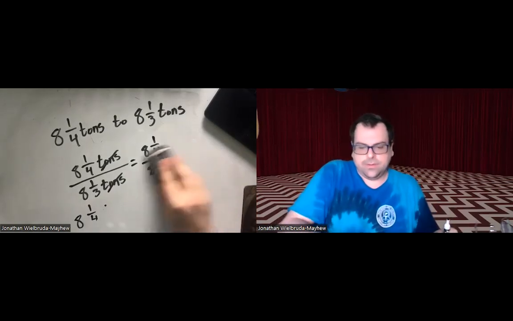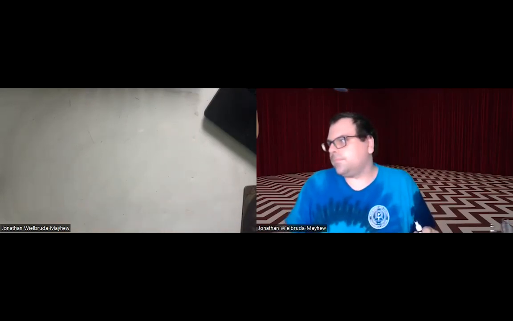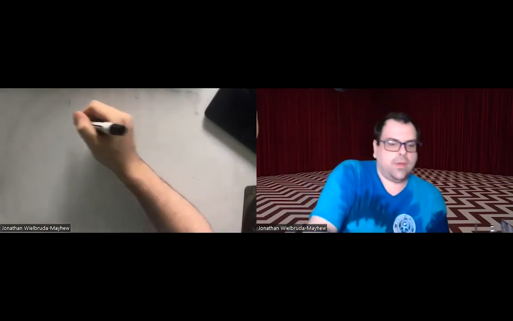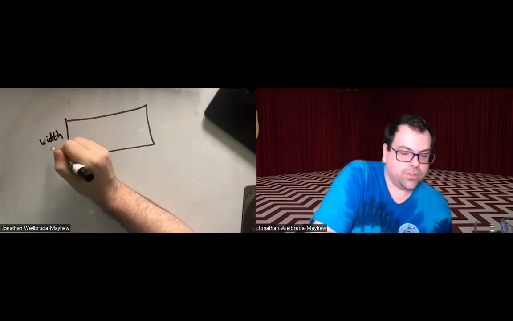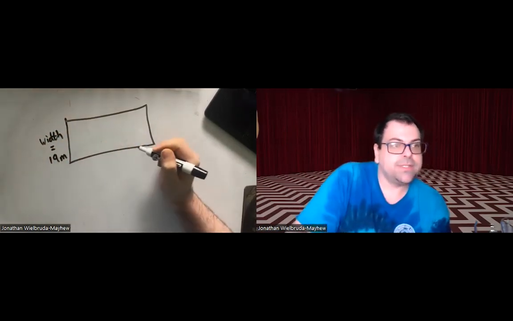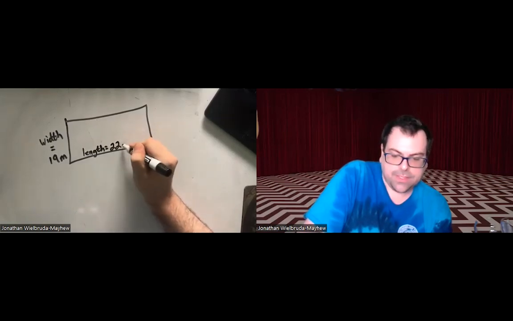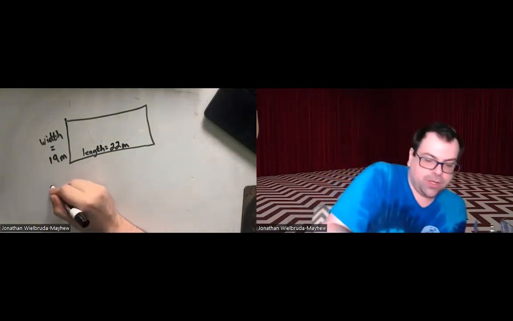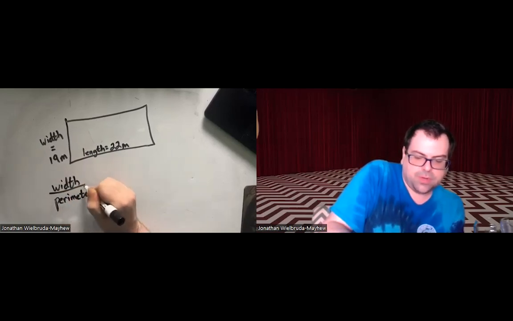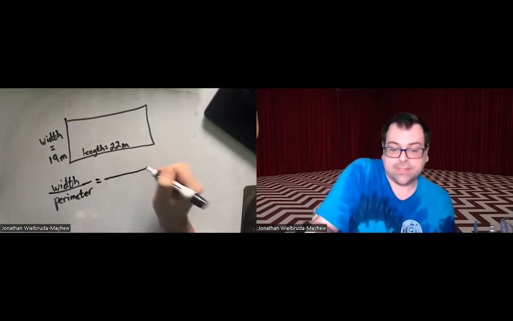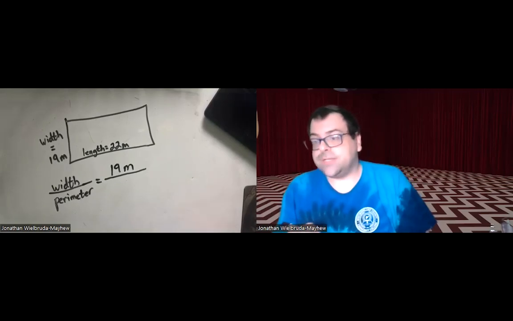In 18, we have a rectangle. We're told the width is 19 meters. We're told the length is 22 meters. We want the ratio of width to perimeter. We're given one of these things. Width is 19 meters. But we're not given the perimeter. We have to find that ourselves.